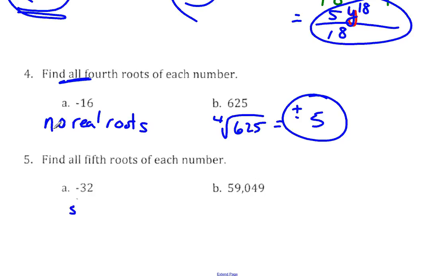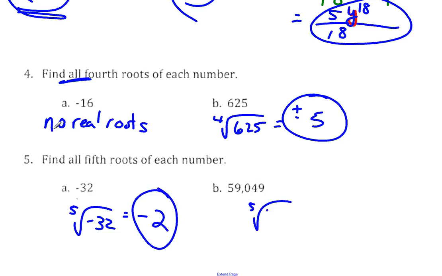Number 5 says 5th root. Now, 5th root is an odd root. 5 is odd. You can 5th root anything. If I 5th root a negative, I get a negative. And what to the 5th is 32? 2. If I 5th root a positive, I get a positive. And if I look at my half sheet, how far down is 59,049? Looks like it's 9 down. So 9 to the 5th is 59,049.